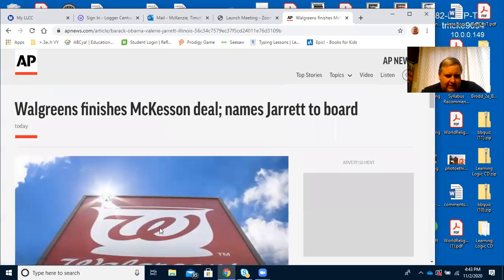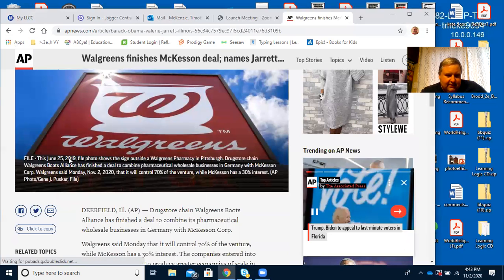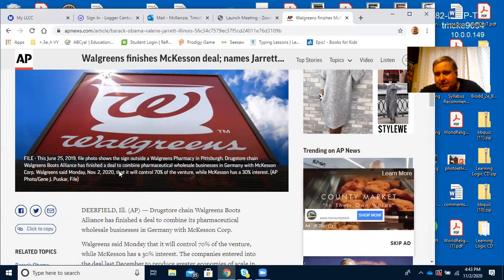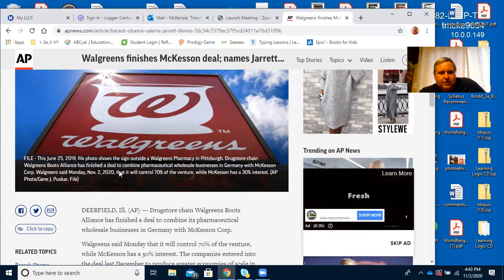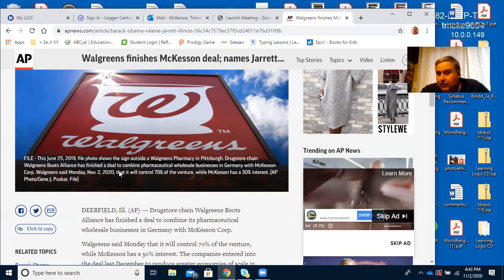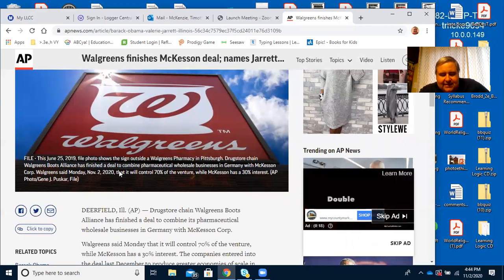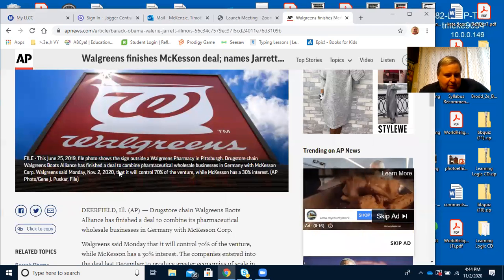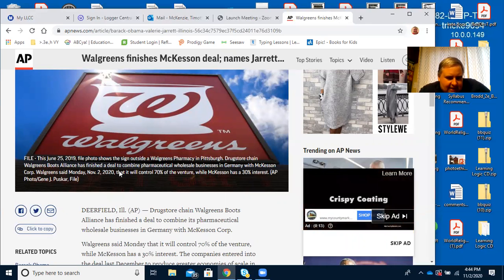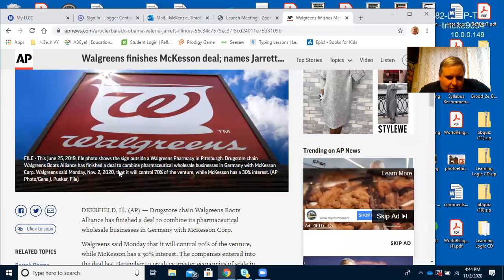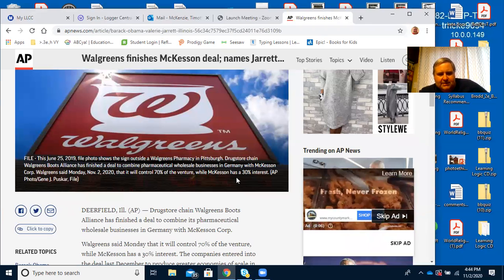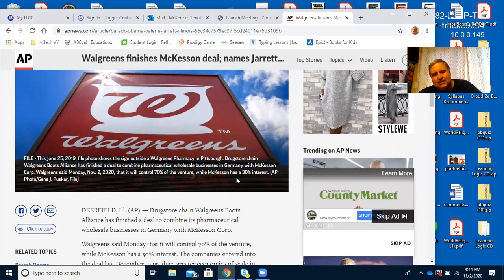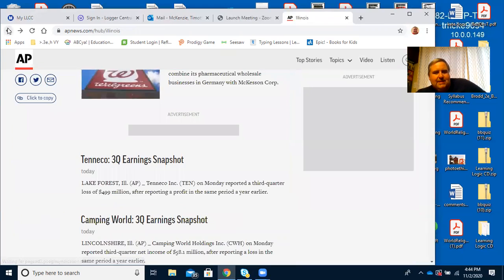Here's a picture of the Walgreens sign. Same thing. This June 25th, 2019 file photo. So it's not fresh. It's telling you that. Shows the sign outside the Walgreens in Pittsburgh. Okay, tells you the place, tells you what the photo is, etc. Then the second sentence connects to the story. Drugstore chain Walgreens Boots Alliance has finished a deal to combine pharmaceutical wholesale business in Germany with McKesson Corp. Walgreens said Monday, November 2nd, that it will control 70% of the venture, while McKesson has a 30% interest. So once again, a long sentence, but it's basically doing that.